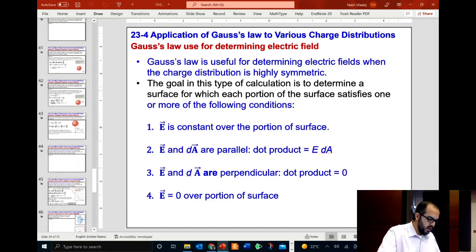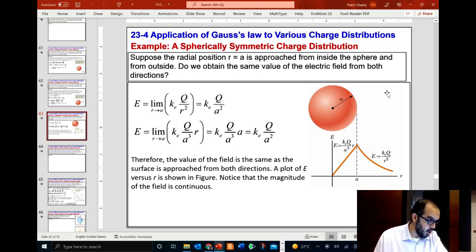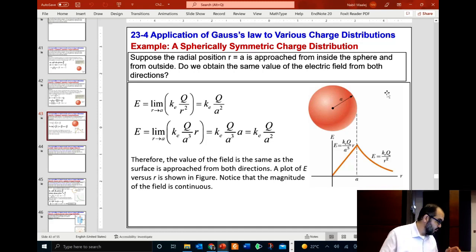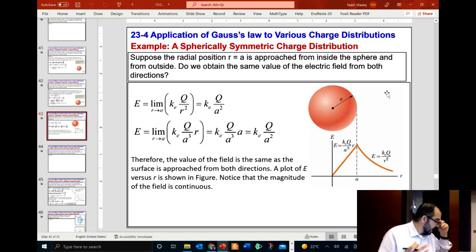So remember, we did it for a sphere. We determined the electric field outside of the sphere using the shell theorem. We said outside the sphere you can treat the sphere as if it's a point charge located at the center of the sphere, with the charge equal to the charge of the whole sphere, and we call that the shell theorem.